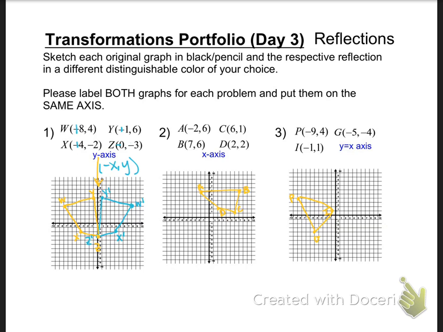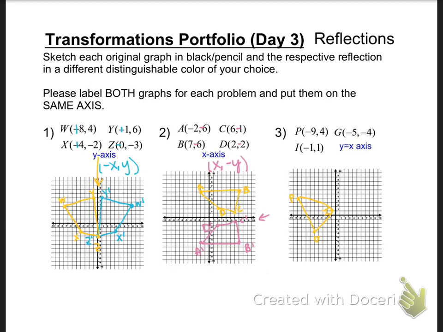So this one says x-axis. So x-axis is x comma negative y. I'm going to go through, I'm going to flip all my y values, and then I'm going to graph them. So negative 2, negative 6. And that's A prime. Remember, these change to primes. 6, negative 1. C prime. 7, negative 6. B prime. And 2, negative 2. D prime. So you can see how it's reflected off that x-axis.